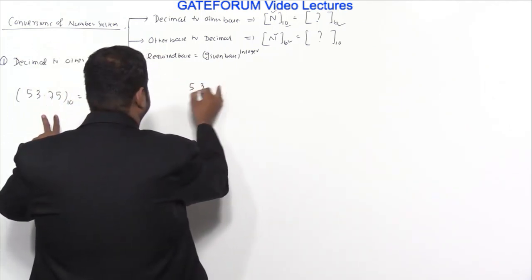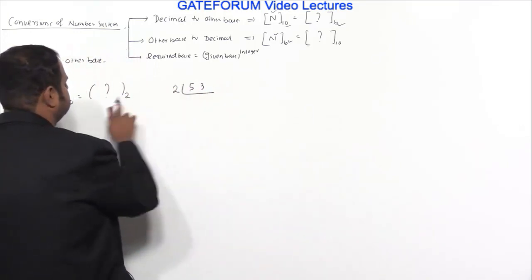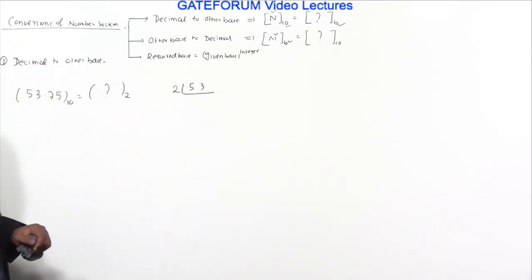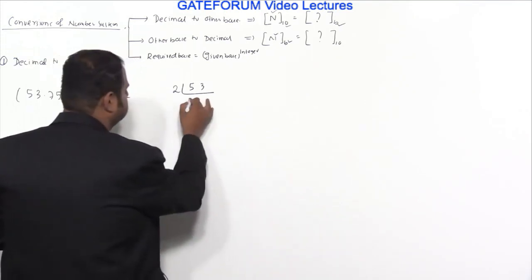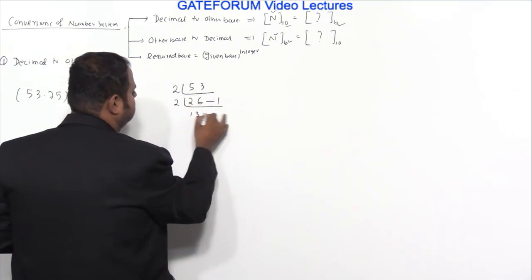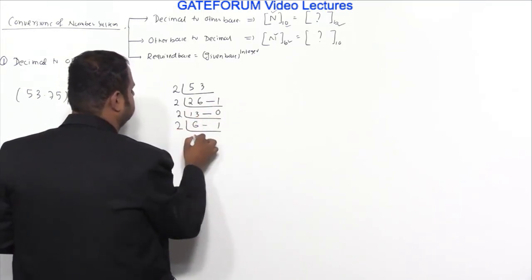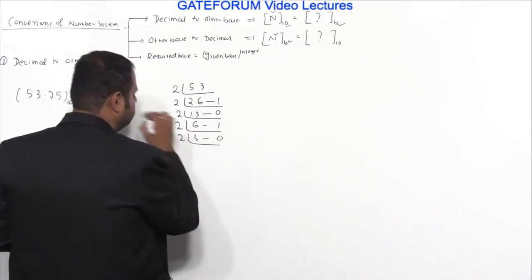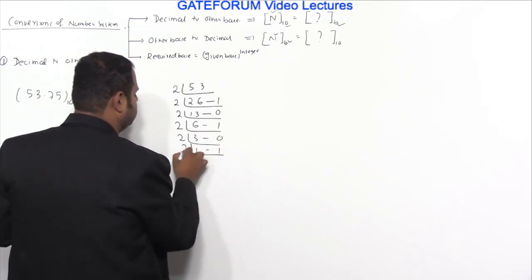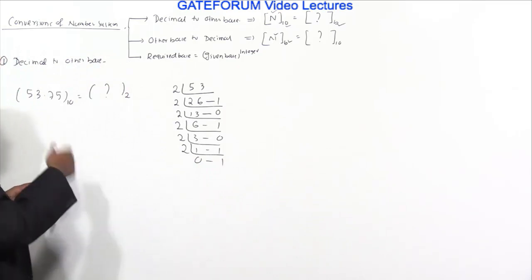To convert this 53, you keep on dividing by 2 repeatedly. From where is this 2 coming? This 2 is coming from here. If this had been 4 or 6, accordingly you would select. So dividing by 2, this is 26, remainder is 1. Then 2, this is 13, remainder is 0. Then 6, remainder is 1, then 3, remainder is 0, then 1, and this is 1. You can stop here, or divide by 2 again, this becomes 0, remainder 1. Right, so this is what it is.